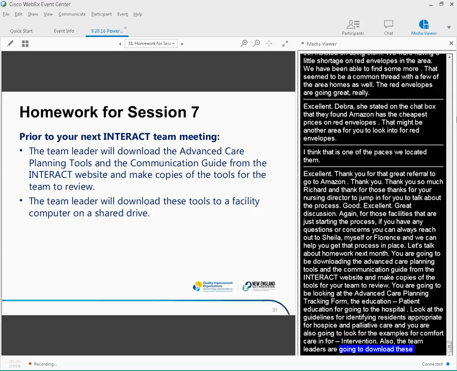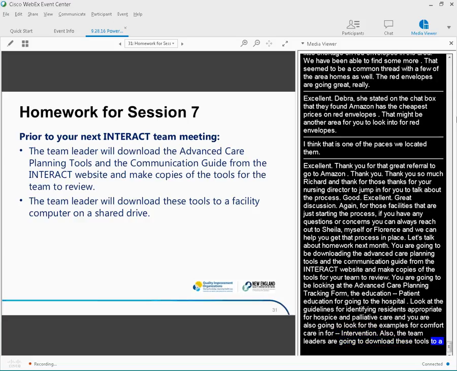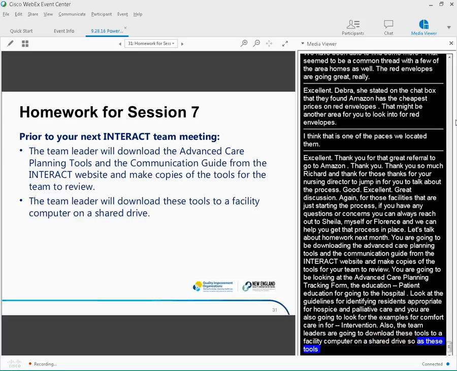So again, as these tools are running out, if you run out of copies, you can just go right into your computer and make copies instead of having to go to the Interact website.